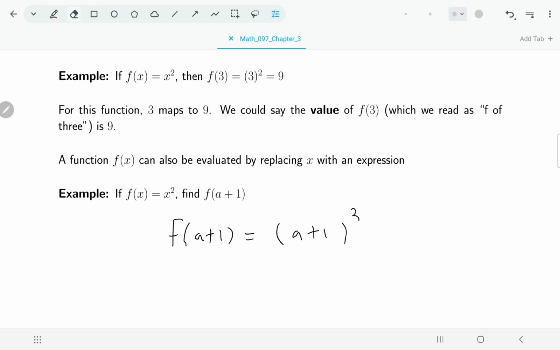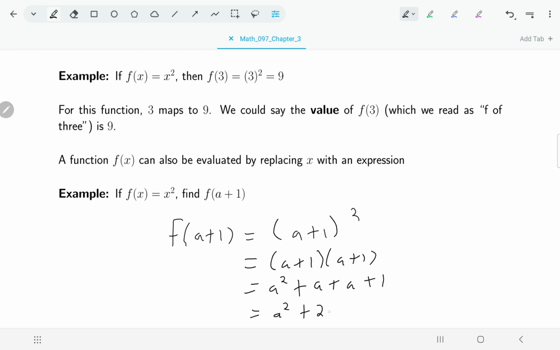If I didn't have my brackets around it, if I just wrote a plus 1 squared as I currently have it, it would only have the square attached to the 1. And of course, the square needs to attach to that entire expression of a plus 1. So I always am going to make sure that when I'm evaluating functions, I'm going to evaluate using brackets. And now I'm just going to do a little bit of expanding and simplifying. So a plus 1, when we square it, is a plus 1 times a plus 1. And when you expand, you'll have a squared, plus 2a, plus 1.